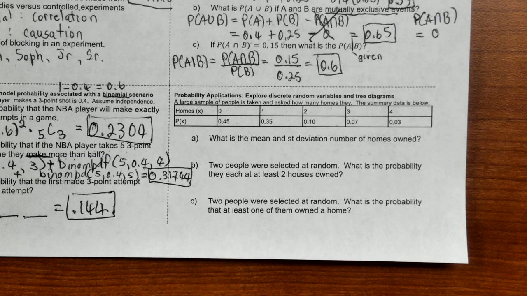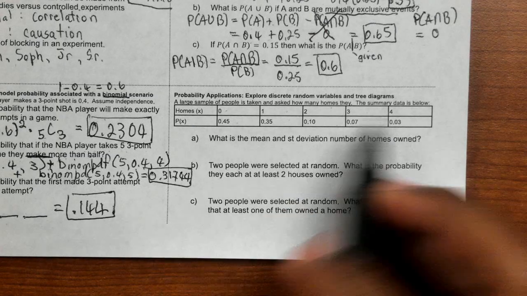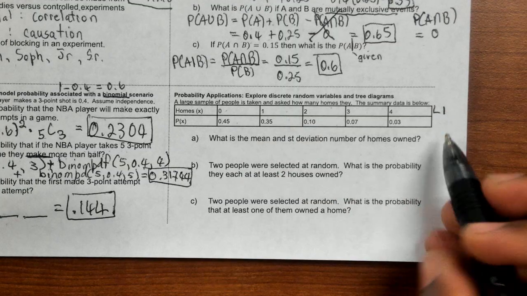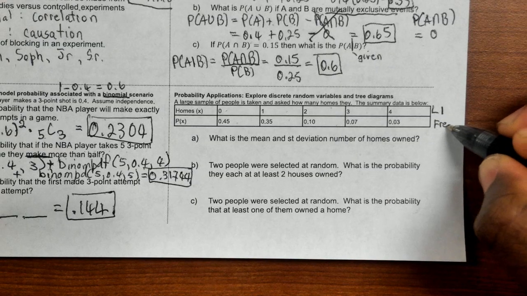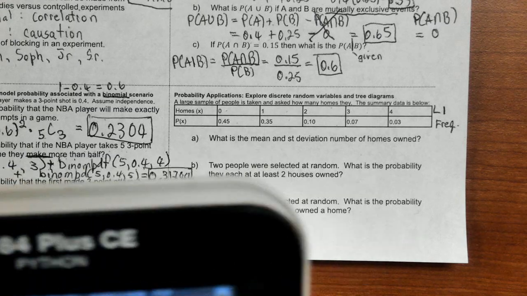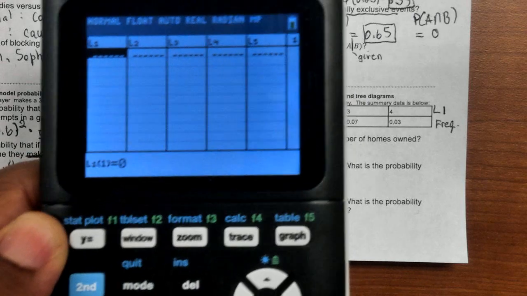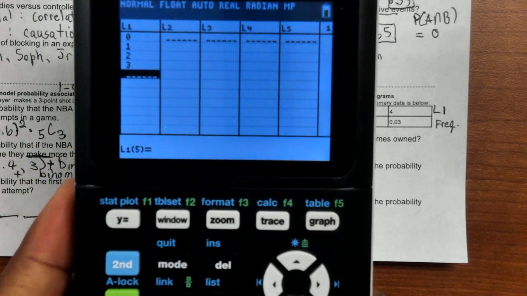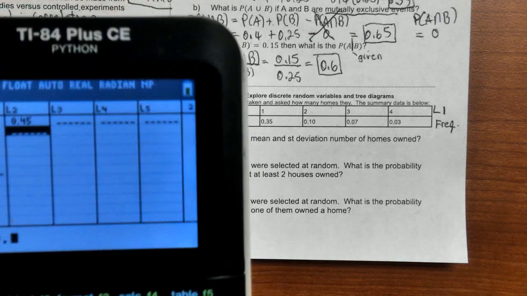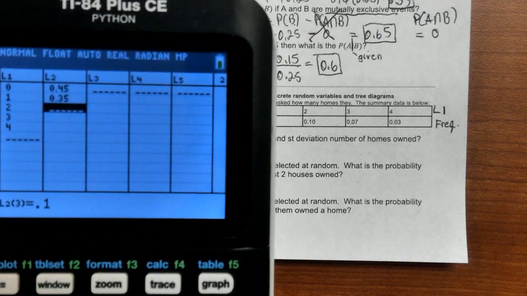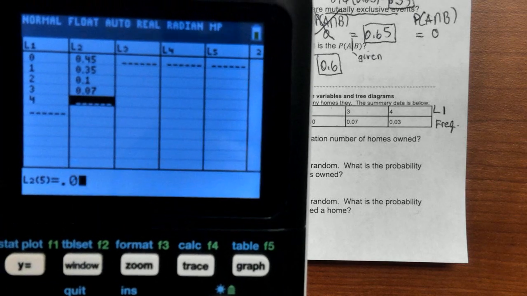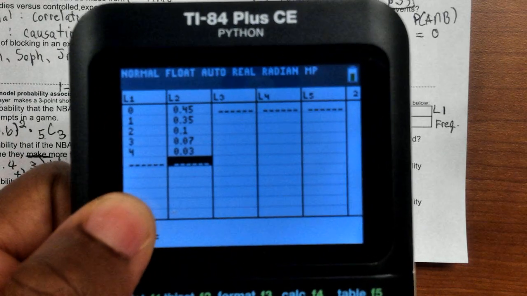So what I need to do, guys, is make a list for each of these, where this will be my list 1 or my X values, and this will be my list 2, which represents the frequency, because the probability that something happens is the frequency that it happens. So I'll quickly make that list: 0, 1, 2, 3, 4 for 0.45, 0.1, 0.35, 0.1, then 0.07, then 0.03. You have to make sure that in your list they all match up with each other.